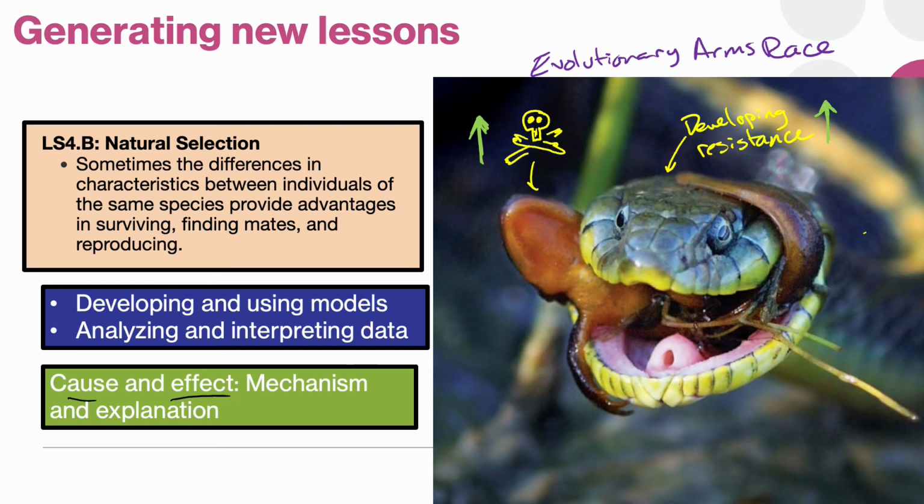Basically, number one, you start with the DCI. Two, you look for SEPs that fit your purposes and develop the activity. And three, you look for those CCCs that you can highlight and connect to other things.